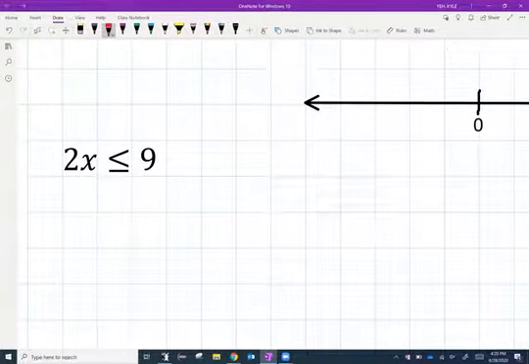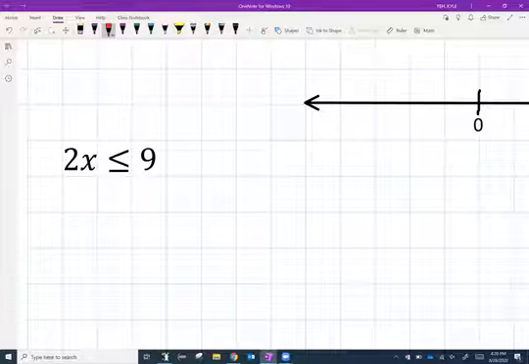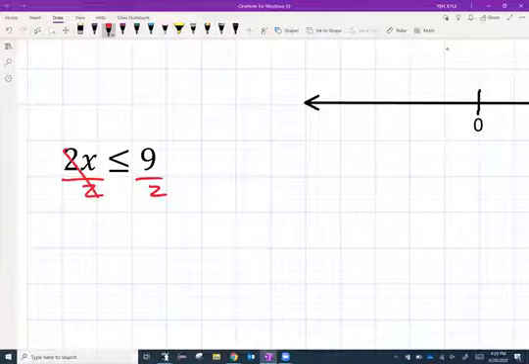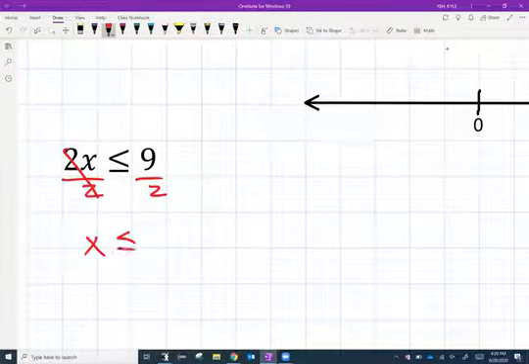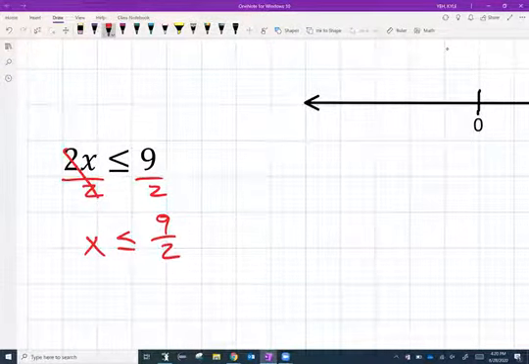2x is less than or equal to 9. This is a one-step inequality because there's only one step to get x alone. I'm going to divide by 2. I'm going to divide by 2. X is less than or equal to 9/2.